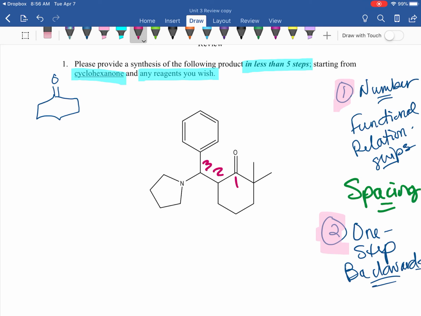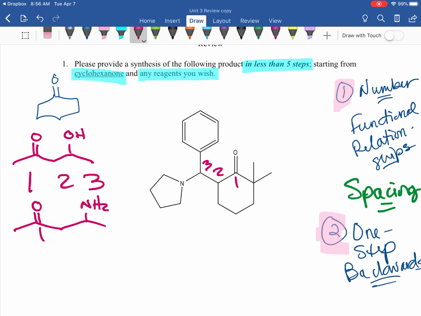Immediately that 1, 2, 3 spacing has something we have seen in lecture all over the place. We have seen an aldol. We have seen a Mannich. And they are all in that 1, 2, 3 spacing. So right away, even though the structure looks a little bit intimidating, just numbering those 2 functional groups, 1, 2, 3, already that's going to help me in 1 step backwards, isn't it?